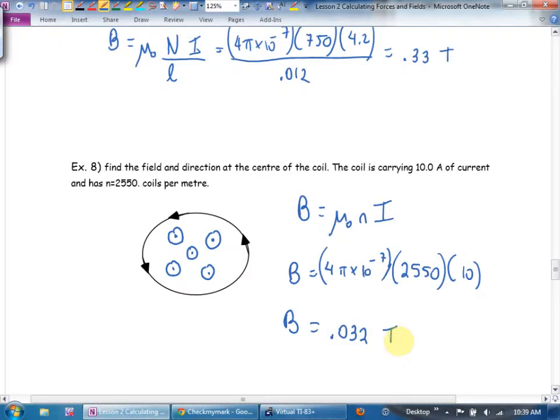Okay. So far we've done two things. Force on a wire, and then we said, okay, how do they generate that magnetic field that exerts the force on the wire? Best way is from a solenoid, and there's two different equations depending on what information they give you.